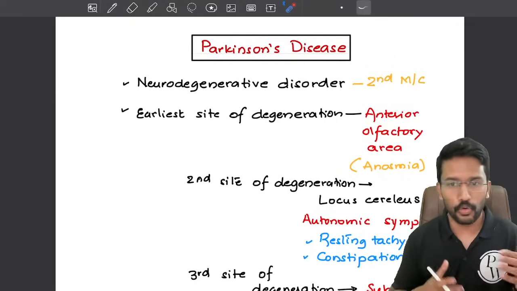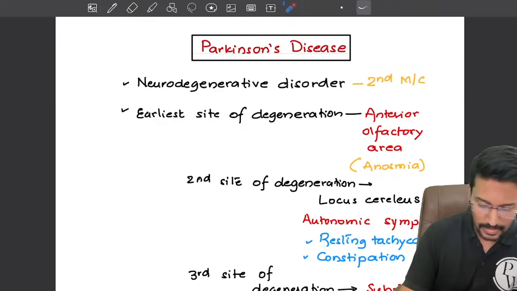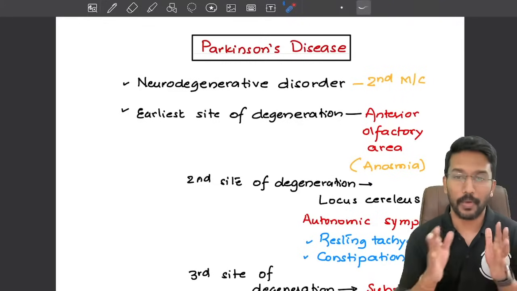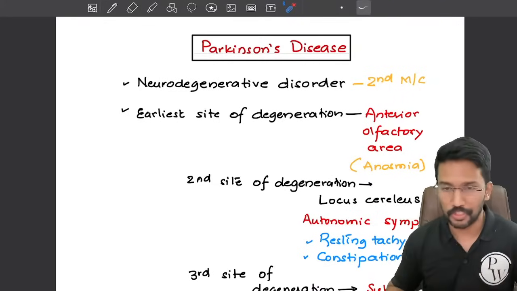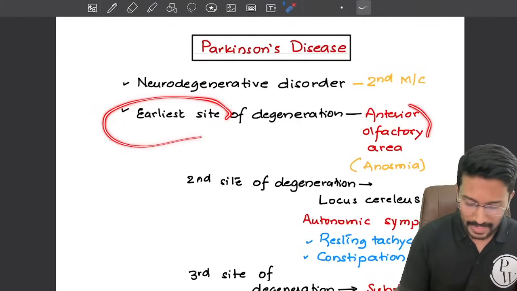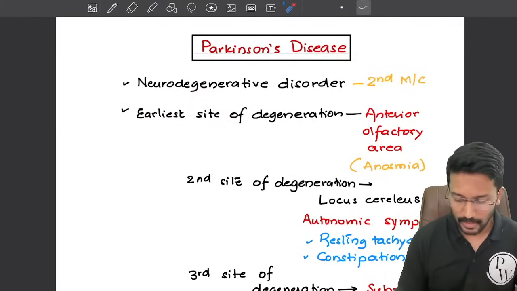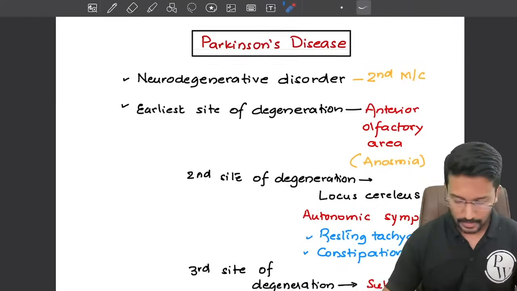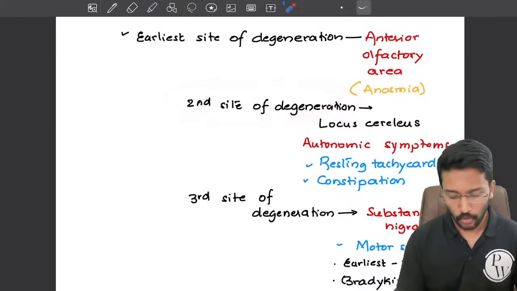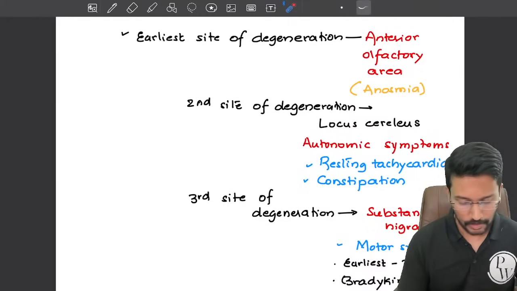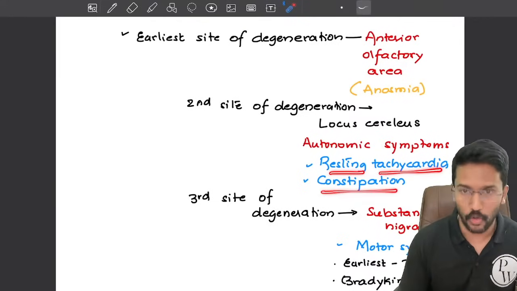This is a neurodegenerative disease, right? Now this is the second most common neurodegenerative disease, and there is a common misconception that Parkinson disease is equal to degeneration of substantia nigra, which is not the case. The degeneration first starts in the anterior olfactory area, and that makes anosmia the earliest symptom of Parkinson disease, right? Then the second site of degeneration is locus coeruleus, which is concerned with regulation of the autonomic functions, and this can lead to, in terms of symptoms, resting tachycardia and constipation.